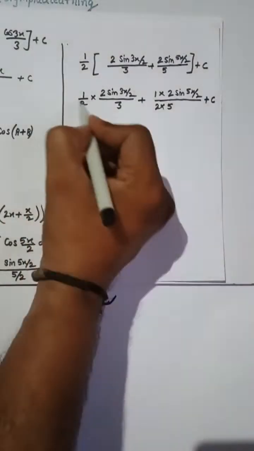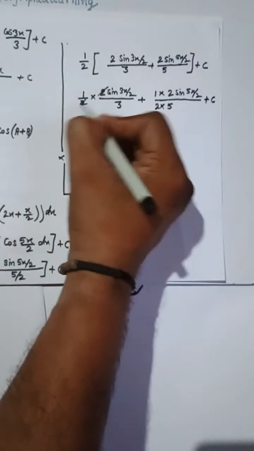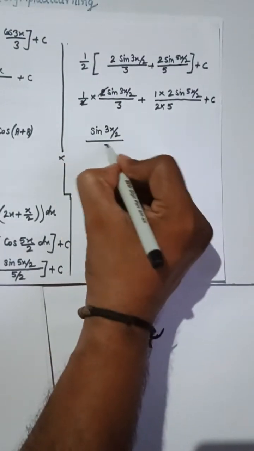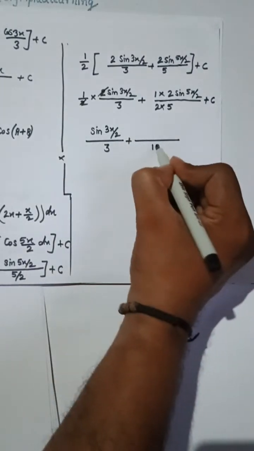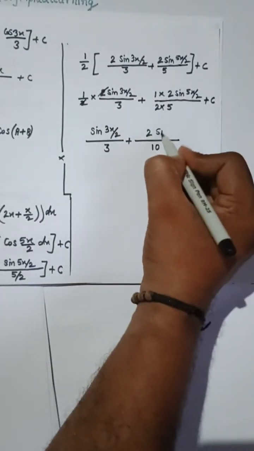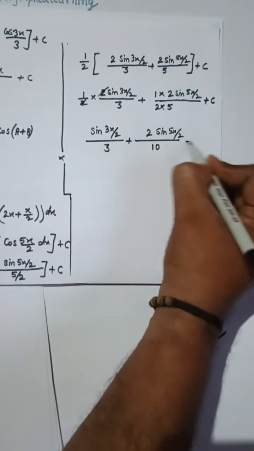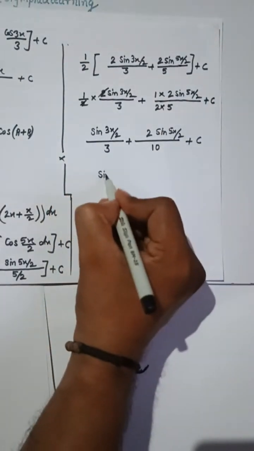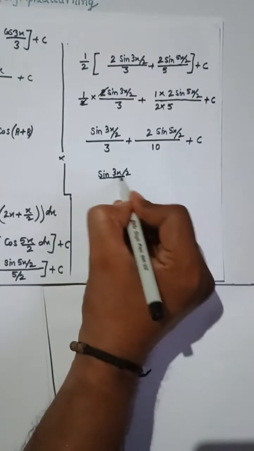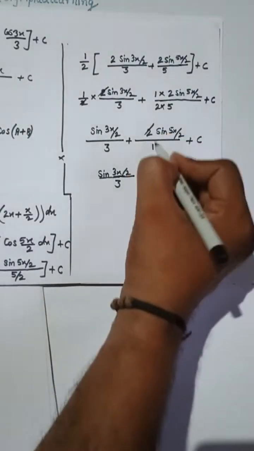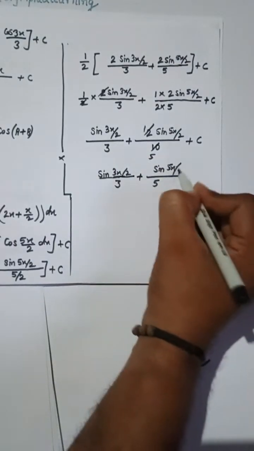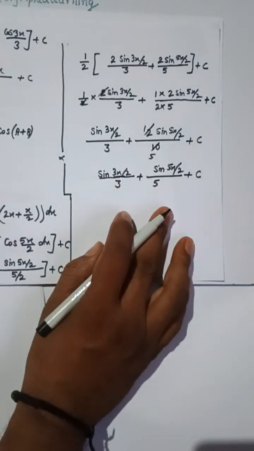Okay, so let's cancel this one. So we have this 2 to cancel. So we have sine 3x by 2 divided by 3 plus 10, this 10 is going to be multiplied here 2, we have sine 5x by 2 plus c. So this is our last result. Sine 3x by 2 divided by 3, and 2 times 5 is 10. So here 5, and here sine 5x by 2 plus c. This is the solution of this problem.